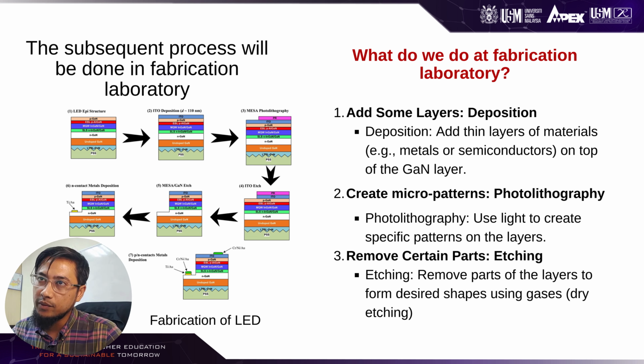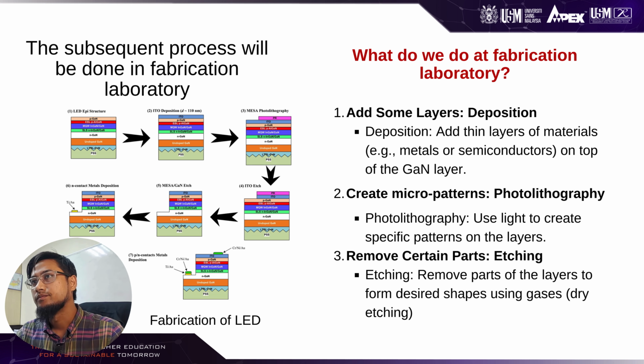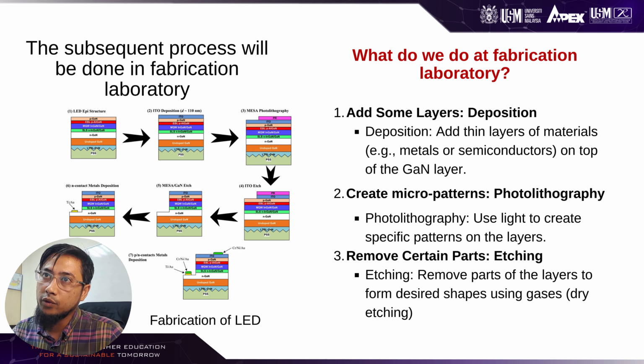Then we move to our fabrication lab, where the subsequent processes will be performed. Before we go to the next process in fabricating LEDs, let's familiarize ourselves with some processes that we do here. The first is a process called deposition, right? Deposition is a process of adding a thin layer of material on top of our gallium nitride layer. So we use equipment called E-beam, electron beam evaporator deposition to do it, right?